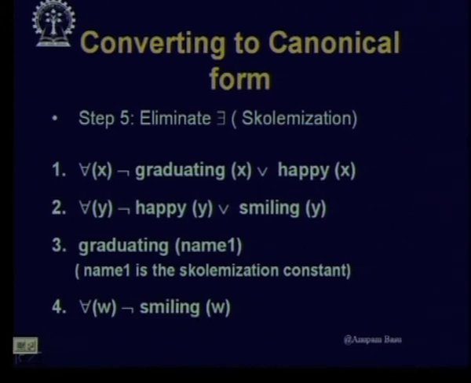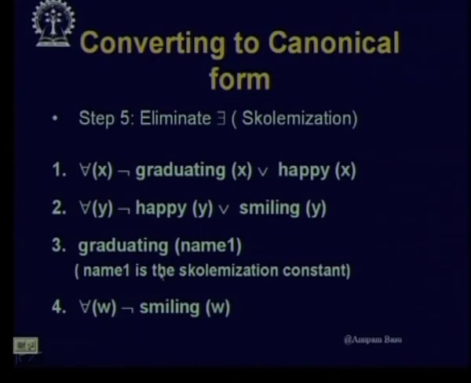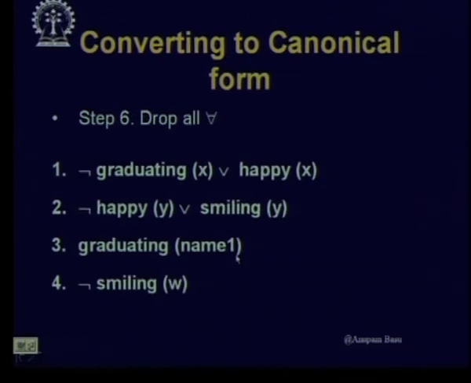In the last lecture we had also shown that in some cases we replace it not with a constant, but with a skolemization function. Like in that prime divisibility case, we had selected a function p d, if you recall. Now, so we have removed the existential quantifier, that was step 5.